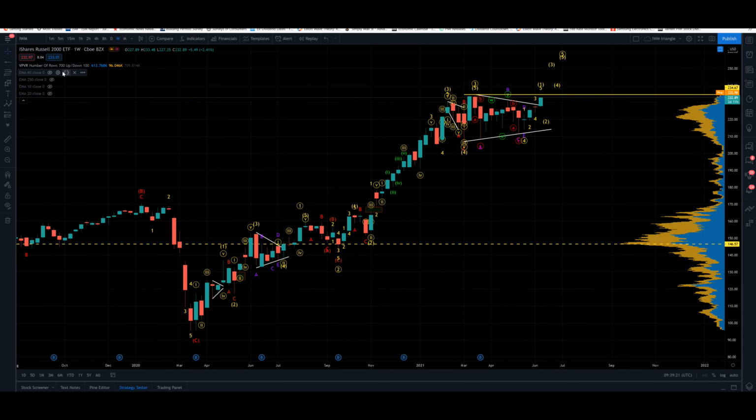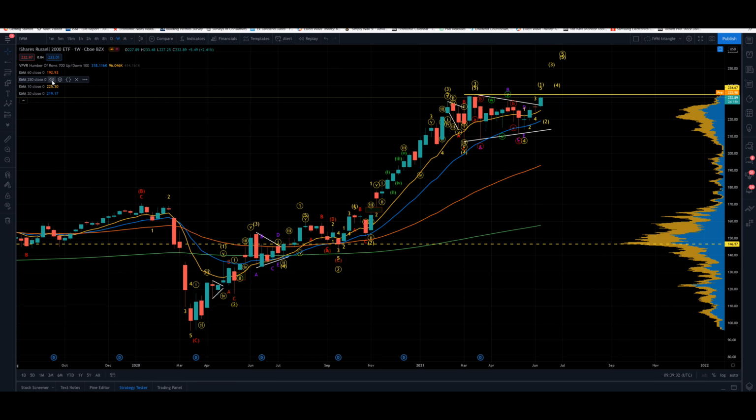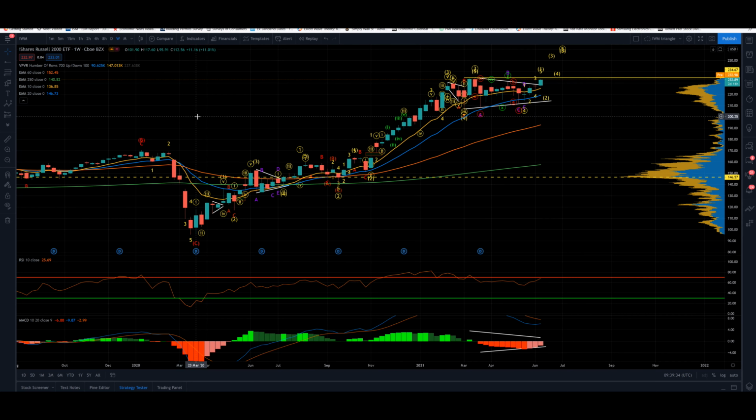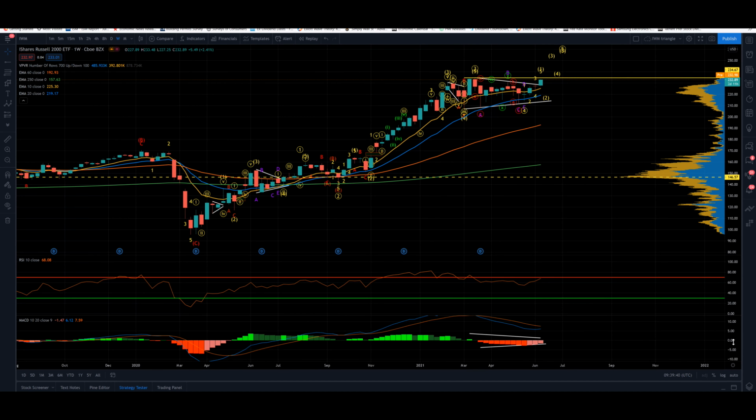Here we are. We're going to bring up our exponential moving averages. We have a 10 in yellow, 20 in blue, 60 in orange, and 250 in green. Let's bring up our indicators. We have an RSI set to a 10 close with a green 30 level representing oversold and a red 70 level representing overbought. We have a MACD here with a 10 for the short-term moving average in blue and a 20 for the long-term moving average in orange.